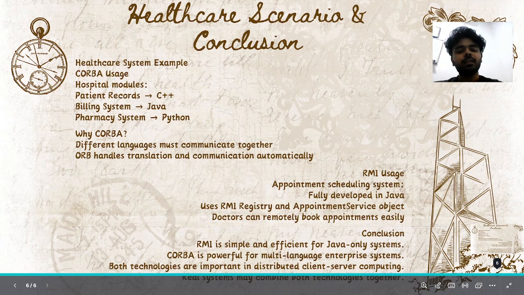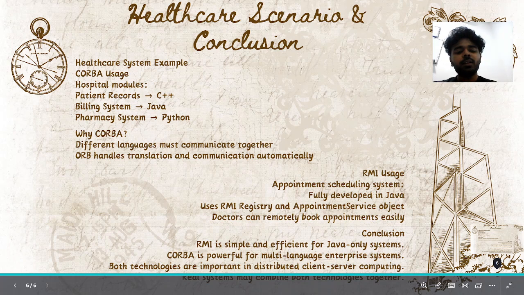At the same time, inside the same hospital, there could also be a smaller appointment scheduling system built completely in Java. Since everything there uses Java, RMI would be a simpler and more efficient choice. The scheduling server registers its services in the RMI registry, and client applications can directly call methods like book appointment, which is one method inside the program. You can call this method remotely. This example shows that both RMI and Corba can exist together in one large system, depending on the requirements of the system itself.